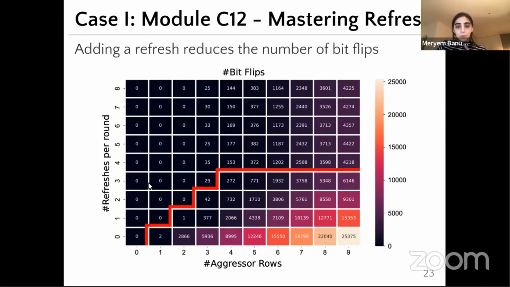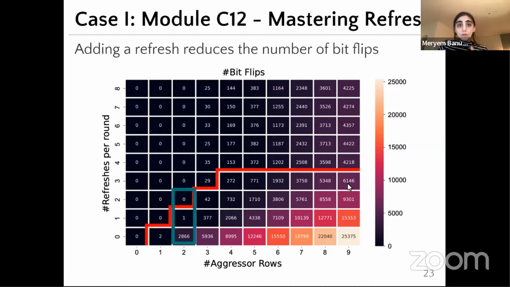On the x-axis, we see the number of aggressive rows, and on the y-axis, we see the number of refreshes per round. In each box, we have the number of bit flips per aggressive row count and per number of refreshes per round. If we check a specific row, we can see that as we increase the number of aggressive rows, the number of bit flips increases. And if we check a specific column, as we increase the number of refreshes per round, the number of bit flips decreases. You can see that these observations are consistent across all rows and columns.